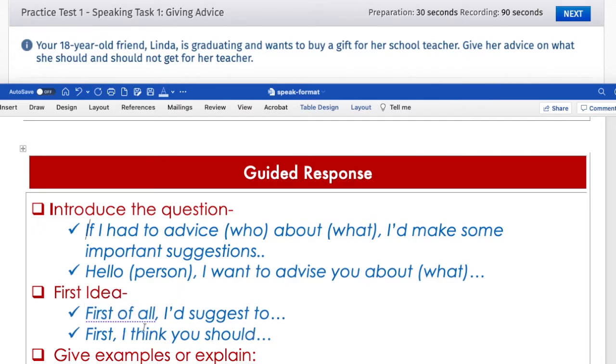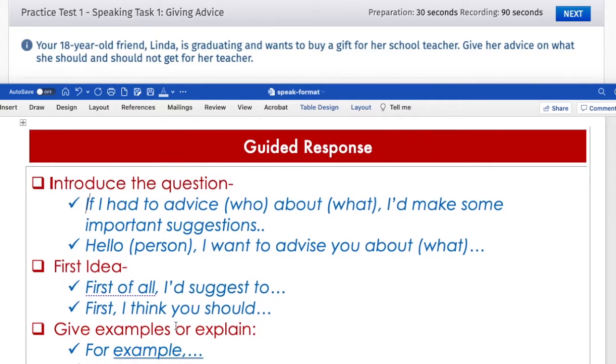So, first of all, I'd suggest to get her a book. For example, get her a book. Or first, I think you should get her a book. Whatever your idea is, this is a good way to start.